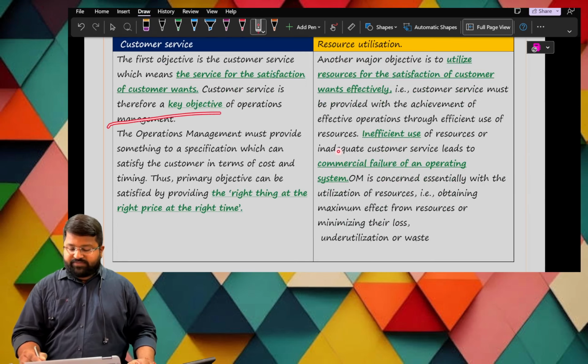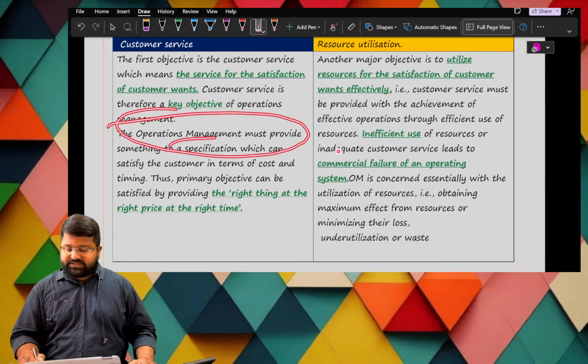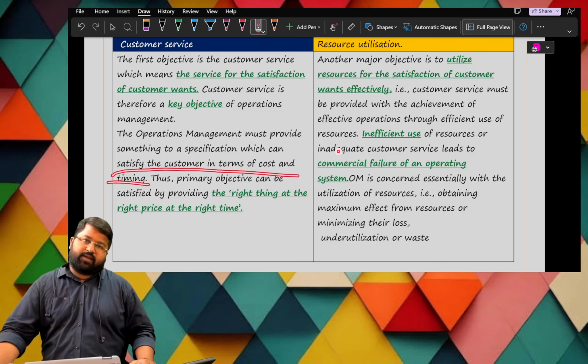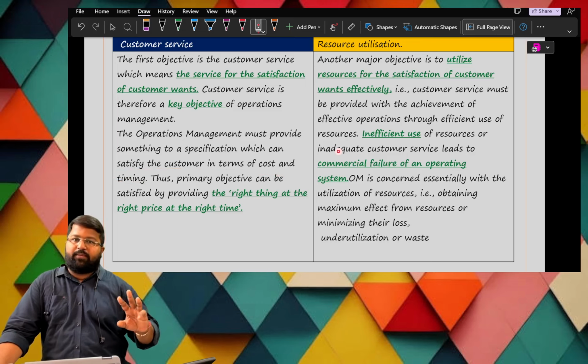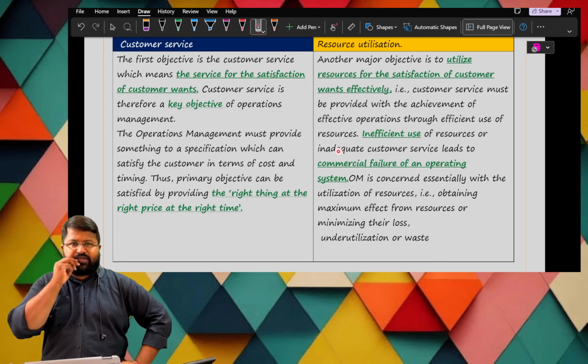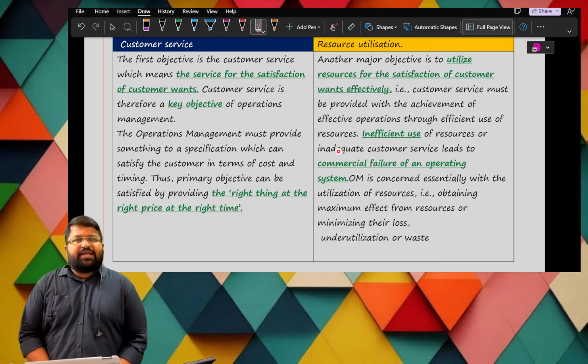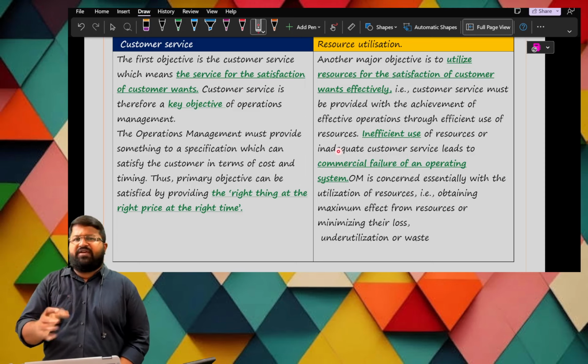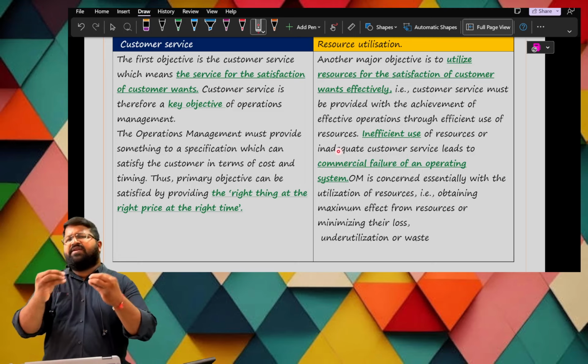The operations management must provide something to the specifications which can satisfy the customer's needs in terms of cost and timing. So, for example, I am selling a product. Let us assume a tab. I'm selling a tab. It has all the features, every feature is met with it.